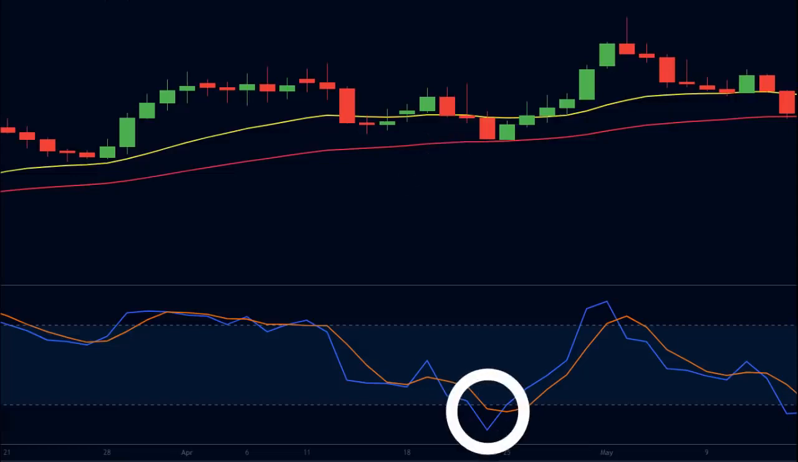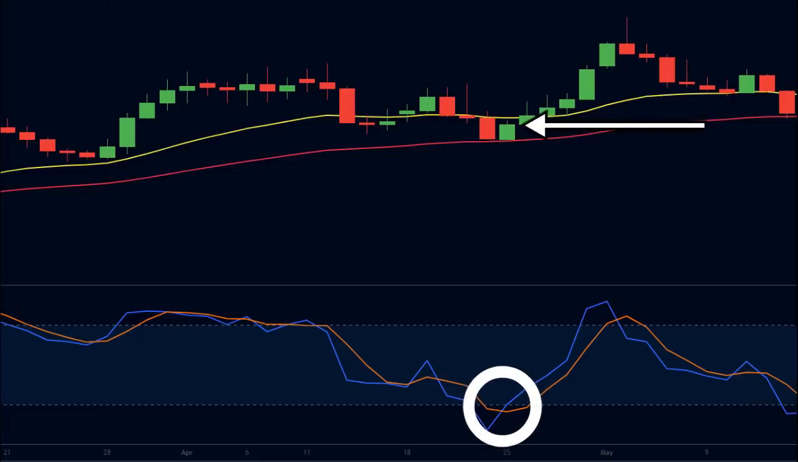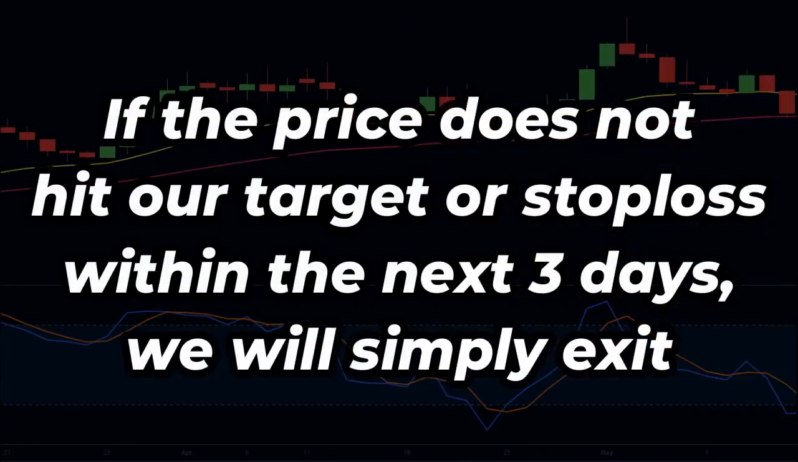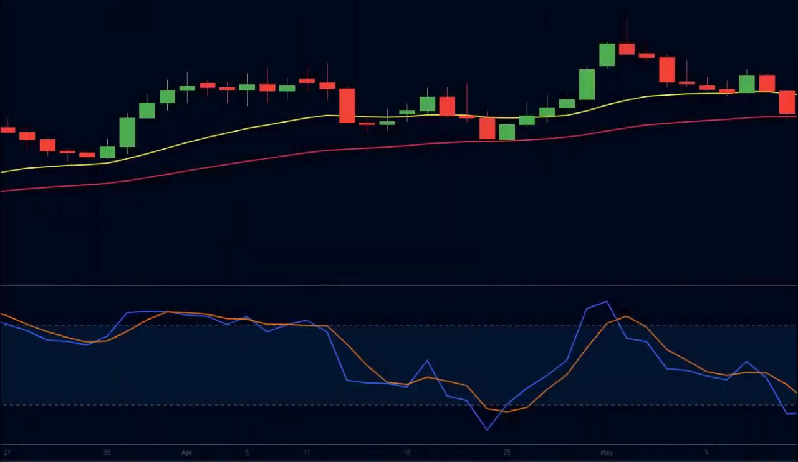Back to the strategy, in our buying setup, once the price is in the retracement zone, and we have an oversold reading on the stochastic, we are looking for a bullish crossover. On this candle, we finally get a bullish crossover, and we shall buy at the close of the day. We will keep our stop loss below the entry candle, and we will keep a profit target at the risk-reward ratio of 1:1.5. If the price does not hit our target or stop loss in the next 3 candles, we will simply exit at the end of the 3rd candle.